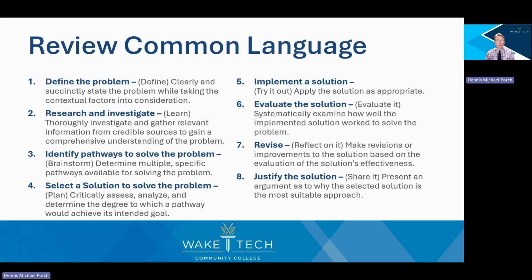In PS 100, you learned the General Education Problem-Solving Standards rubric and how it related to common language we would use with students day to day. Let's review that. In Step 1, Define, we define the problem. In Step 2, Learn, we research and investigate using credible sources. Then in Step 3, Brainstorm, we identify pathways to solve the problem. So that in Step 4, Plan, we select a solution to solve the problem.